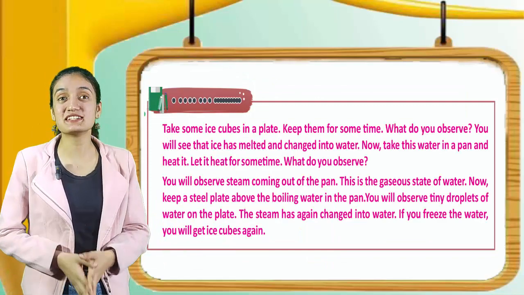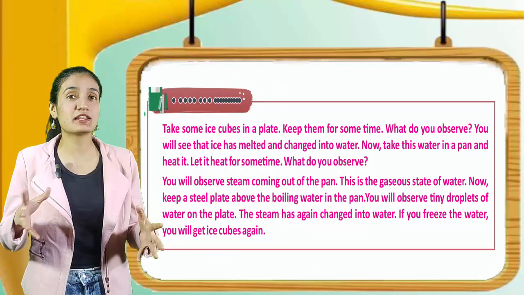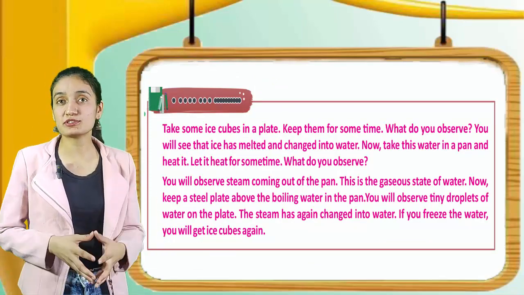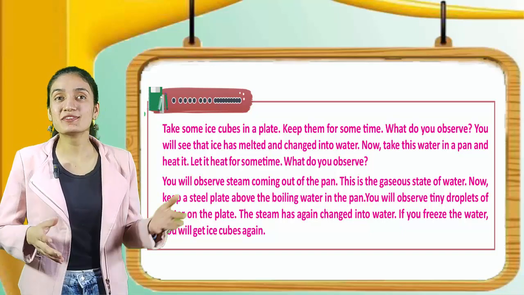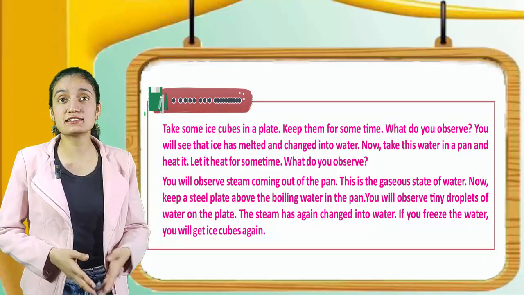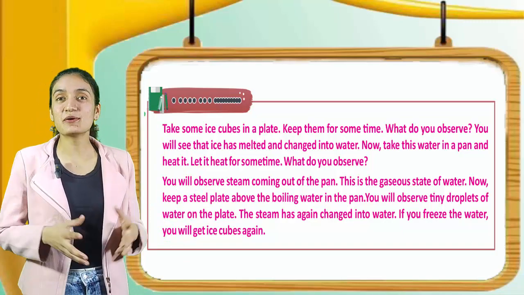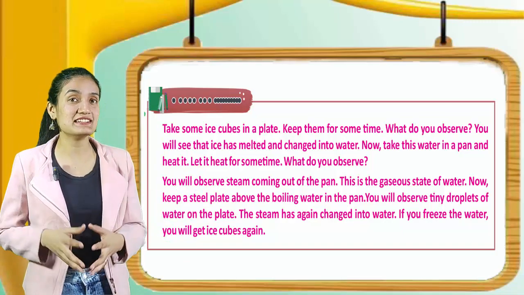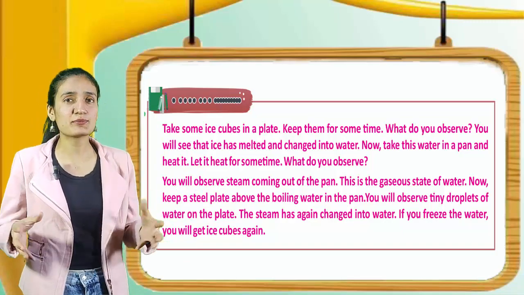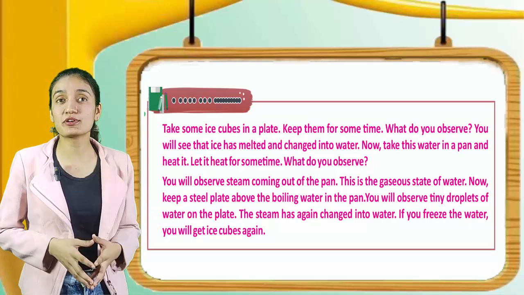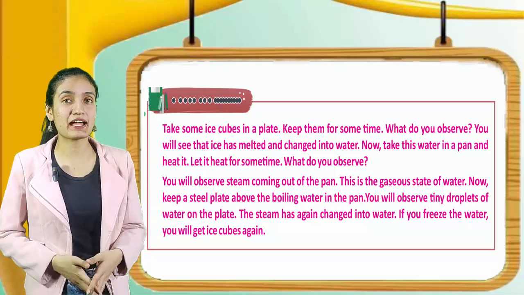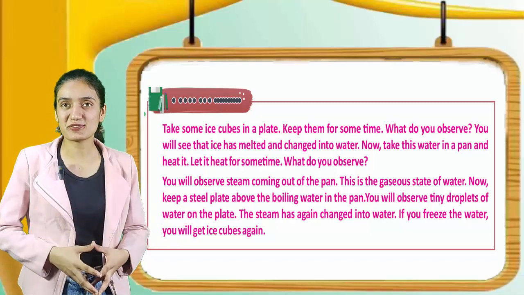Now let's do the activity. Take some ice cubes in a plate. Keep them for some time. What do you observe? You will see that ice is melted and changed into water. Now take this water into a pan and heat it. Let it heat for some time. What do you observe? You will observe steam coming out of the pan. That is the gaseous state of water.